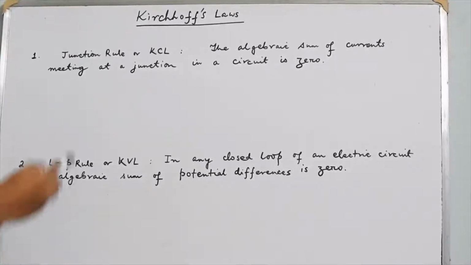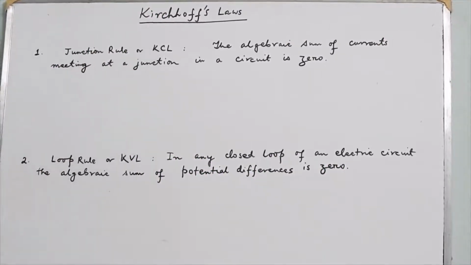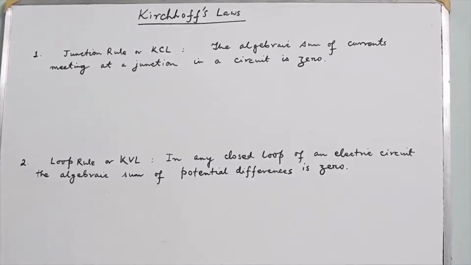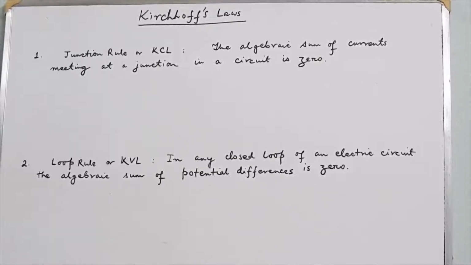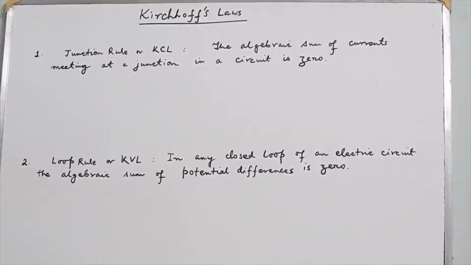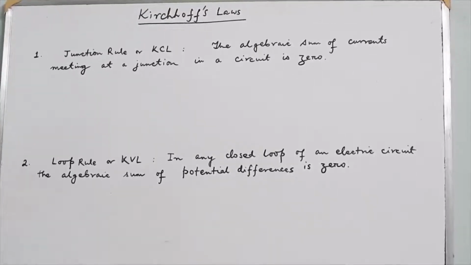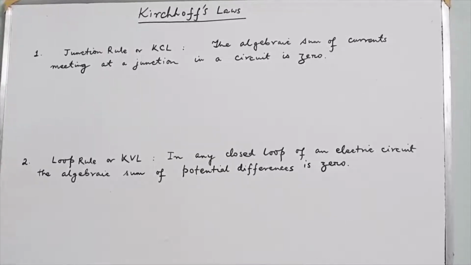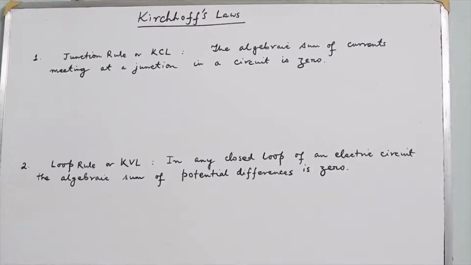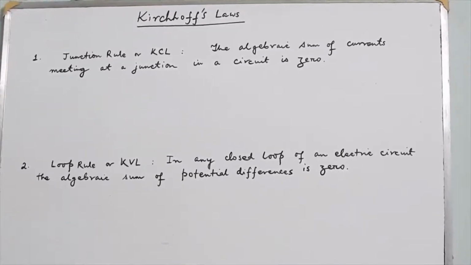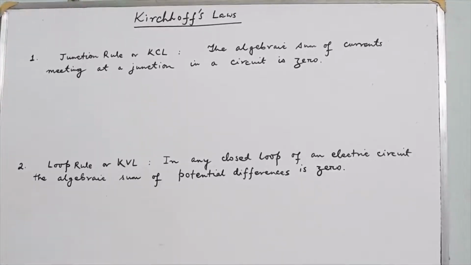The first is called the junction rule or KCL, or simply you can say it is Kirchhoff's current law, which is abbreviated as KCL. Now this junction rule or KCL is just an illustration of the principle of conservation of charge. And this Kirchhoff's current law is related to a particular junction in an electric circuit, whereby a junction refers to any point where many electrical components get connected.